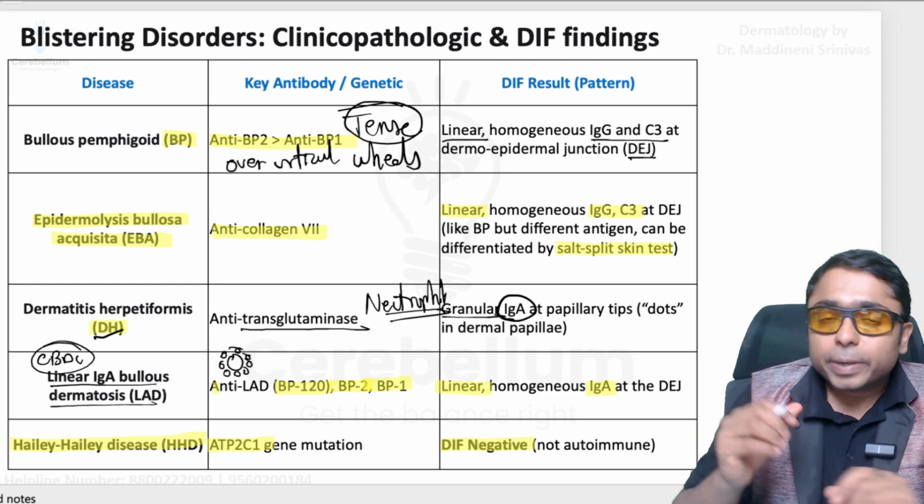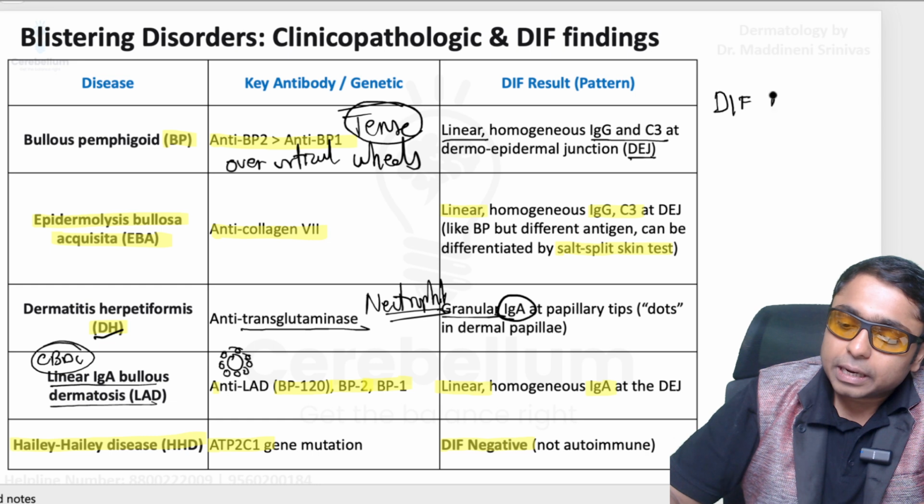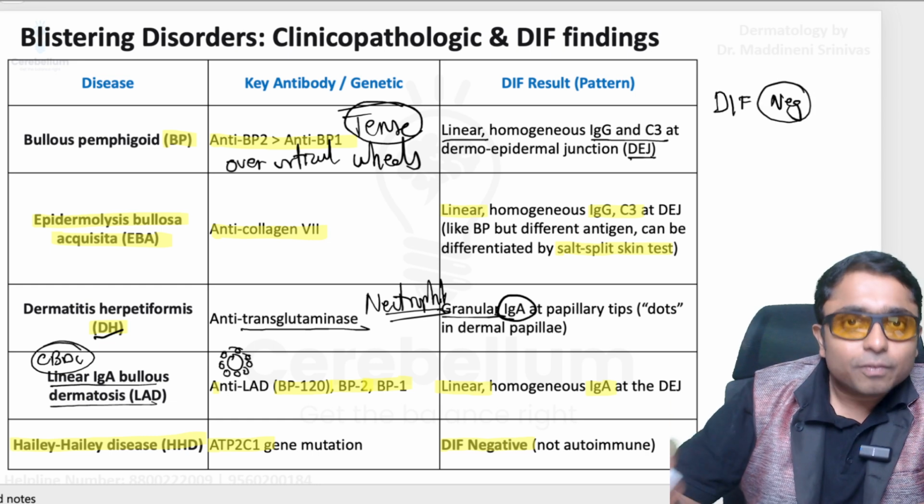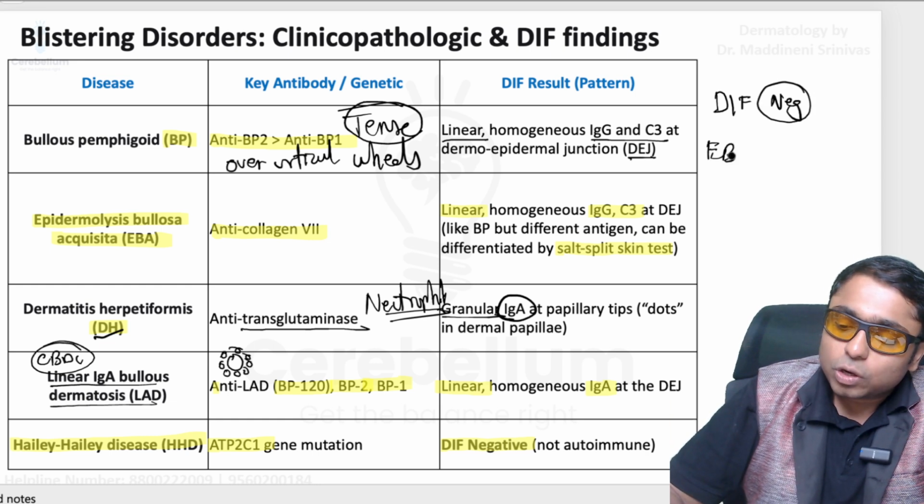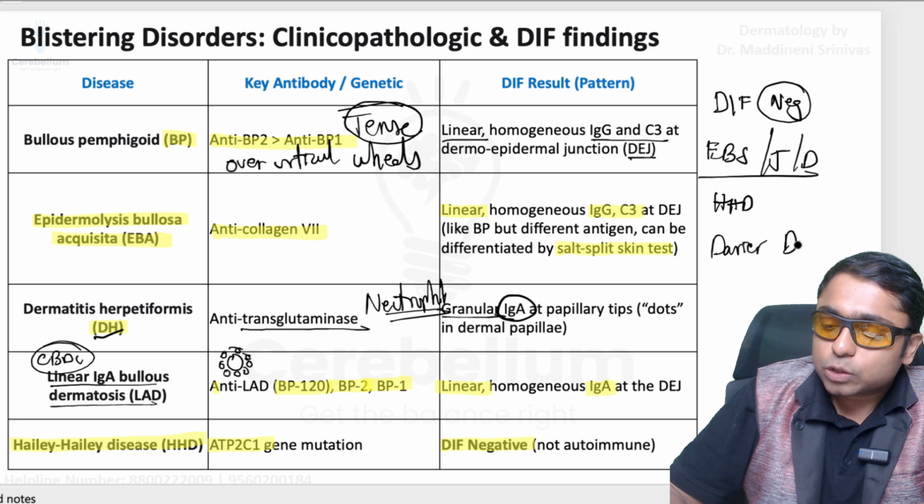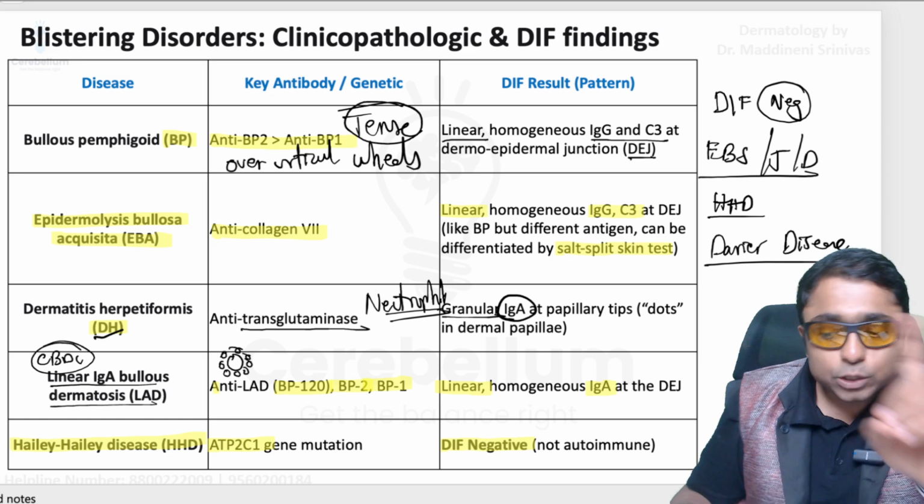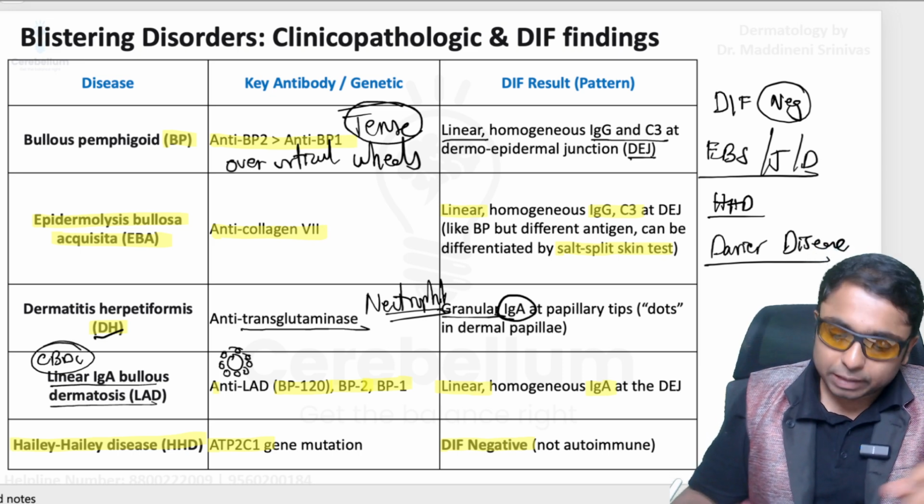And remember, if you do a DIF, it's going to be negative, because in this condition there are no antibodies. And remember, dear students, there are other conditions also in which DIF can be negative. DIF will be negative in, we have already discussed, epidermolysis bullosa simplex, junctional, dystrophica, Hailey-Hailey disease, and also Darier disease. So remember, dear students, all these are conditions which are genetic, which are not having any autoimmunity. So direct immunofluorescence will be negative in these conditions.